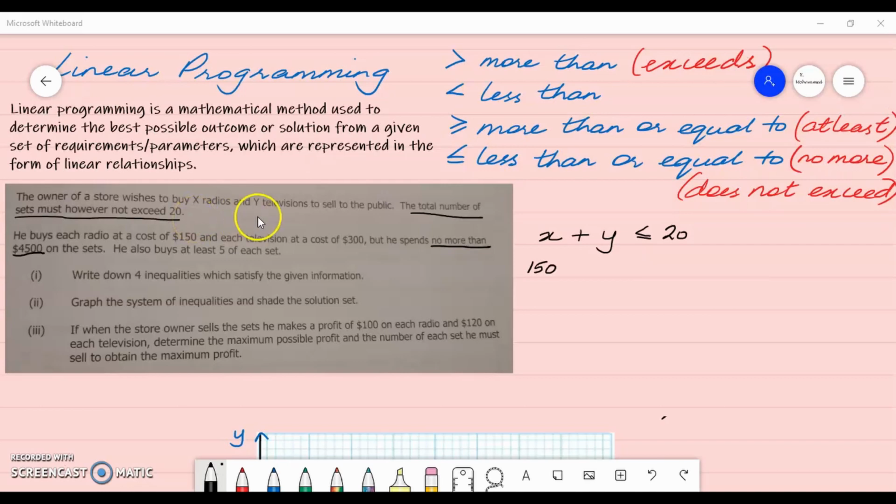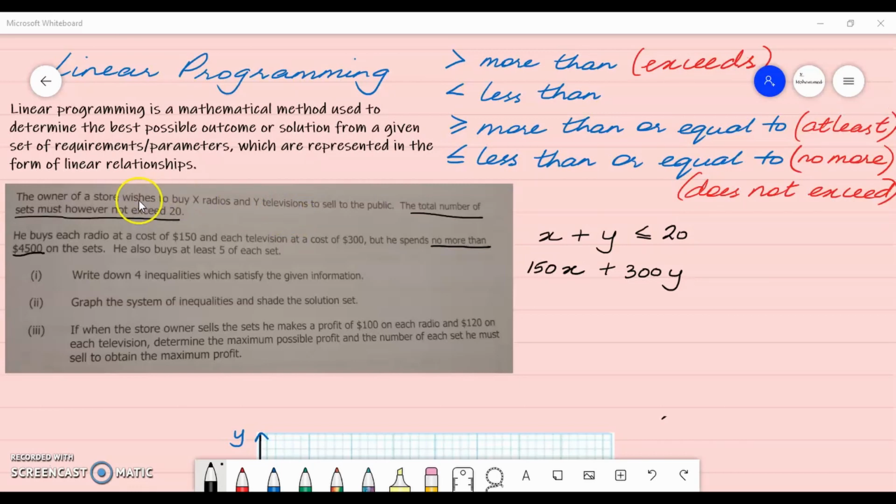Now, we know that $150 is the cost of a radio and $300 is the cost of a television. He purchased X radios. So if he purchased X radios and one radio costs $150, then 150X is going to represent the total cost of the radios, and 300Y is going to represent the cost of the total number of televisions.